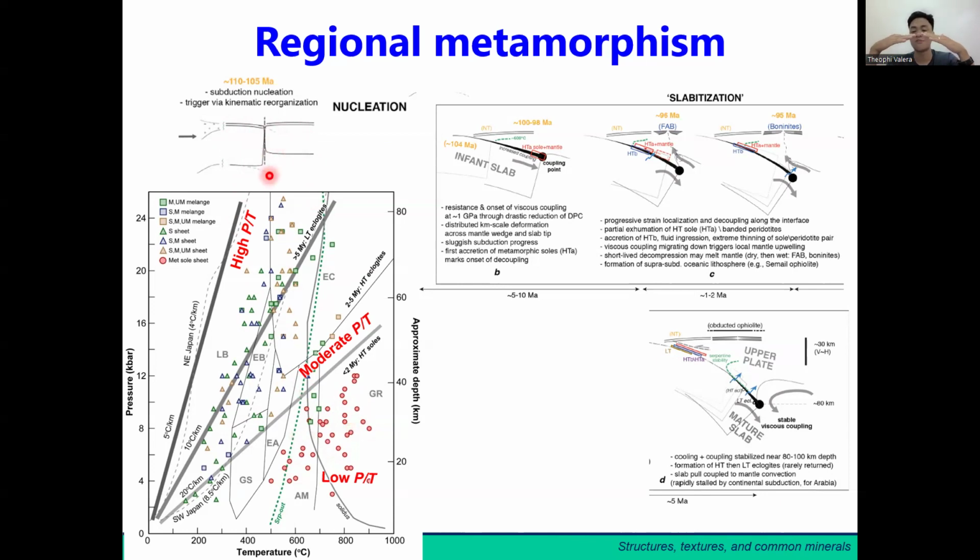Pwede rin siyang induced. Imagine, for example, you have a spreading center, an oceanic spreading center, and then instead of spreading, because of other tectonic processes, the tensional stress changes into compressional stress. So what happens is that one of the slabs, either this one or this one, has to go down. This time, pareha sila ng density, pareha silang bagong form lang. But because of compression, one of them has to go down, and that plate which goes down is then subjected to high P, high T, low P metamorphism. Take note, we're talking about low PT, so para siyang contact metamorphism.